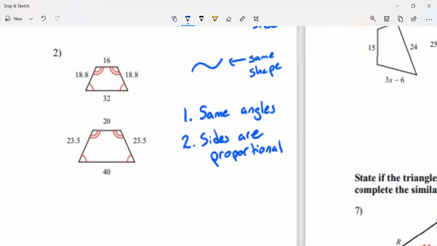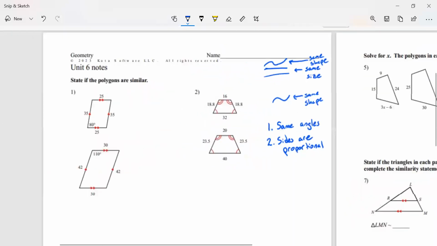So let me write this. So the angles are going to be the same. So same angles and sides are proportional. I'll go over what proportional means. But these are the things that we have to meet. The angles have to be the same, but the sides are proportional. It has to meet both criteria. If it only meets one of the two, not both, just one, then the shapes are not similar. Let's take a look at question number 1.